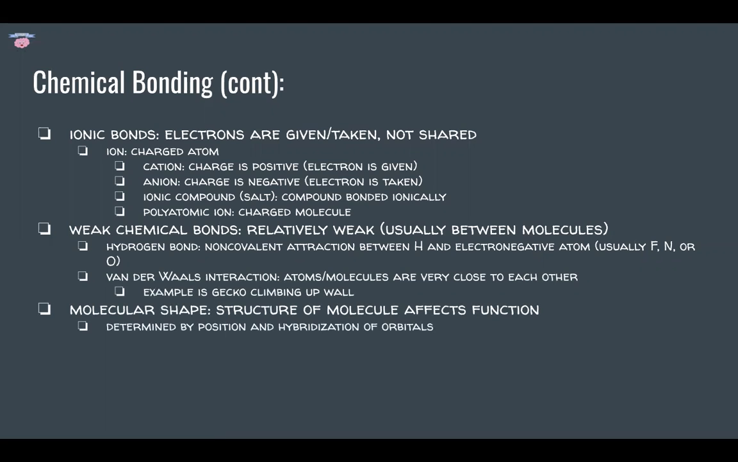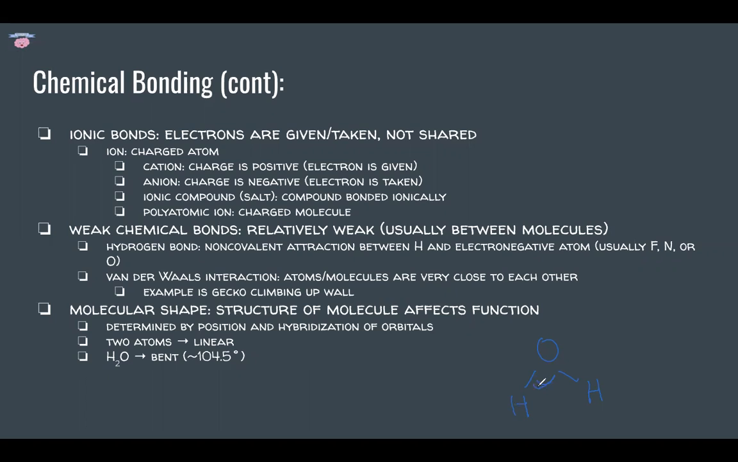The molecular shape of a molecule is the structure that affects its function. It's determined by the position and hybridization of orbitals. This sounds pretty complicated, and it is. It's advanced chemistry, so we'll just go a bit into it. If there are two atoms, then it'll be linear. So this would be the molecular shape. For example, H and H is linear. H2O, water, is a bent shape. It's not linear, it's bent.